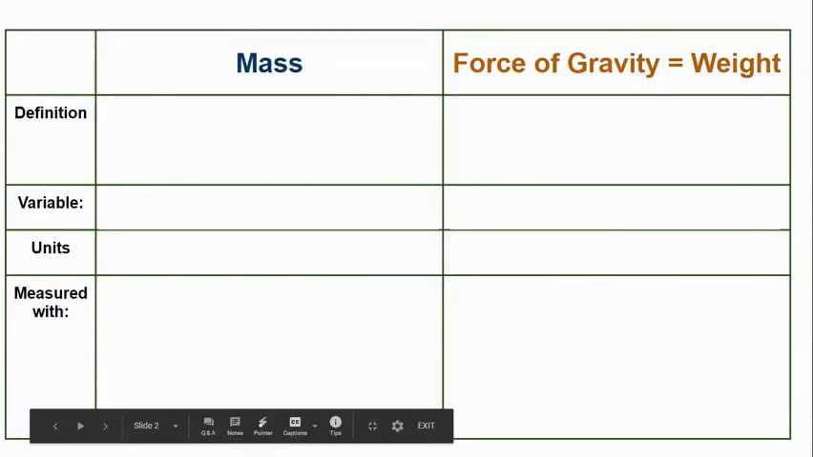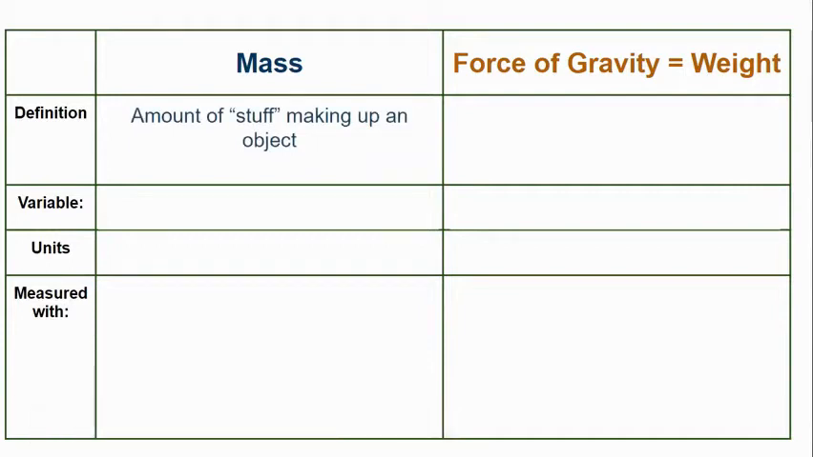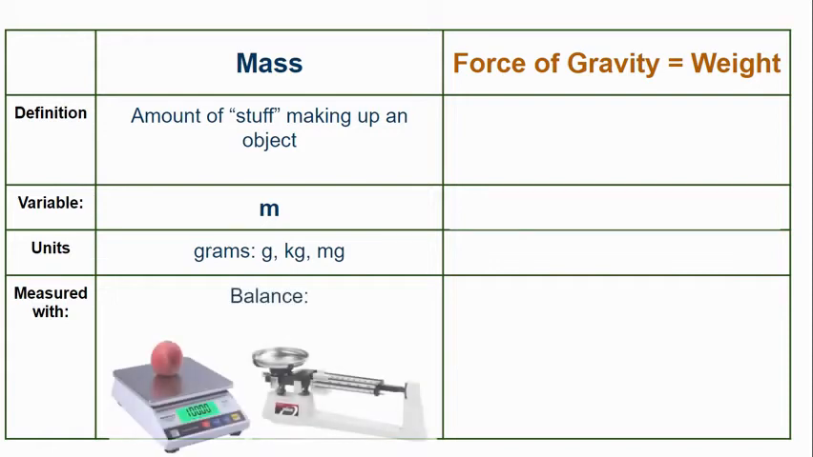When we talk about an object's mass, what we really mean is the amount of stuff that makes up that object. You can also think of the mass as an object's resistance to changing its velocity. When we measure mass, the variable we typically use is the lowercase letter m, and we measure mass with units of grams, kilograms, or milligrams. In order to measure an object's mass, we put it on a balance. Here you see an electronic balance and a triple beam balance.